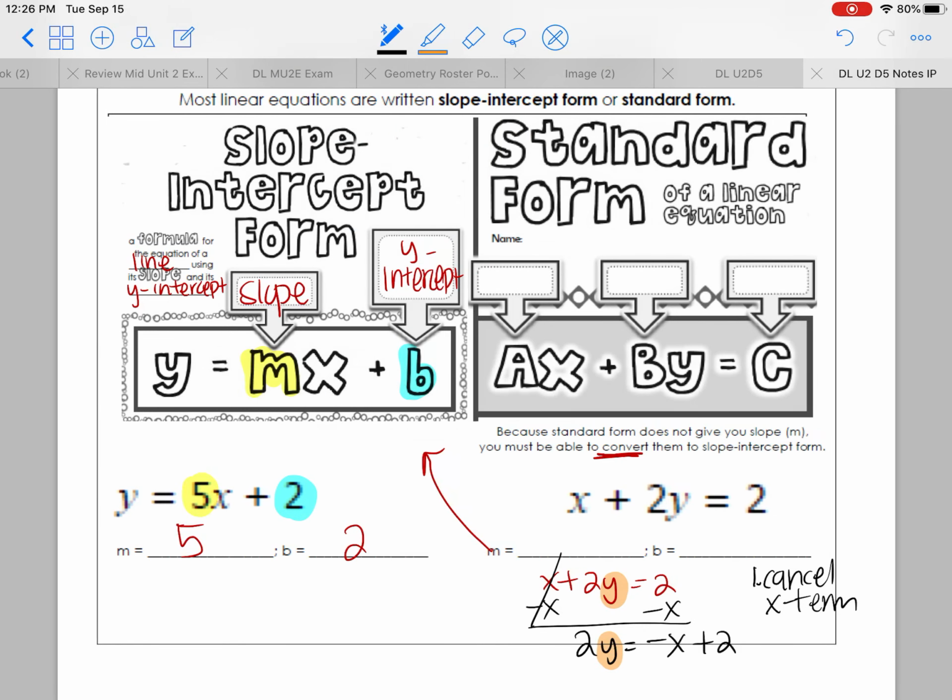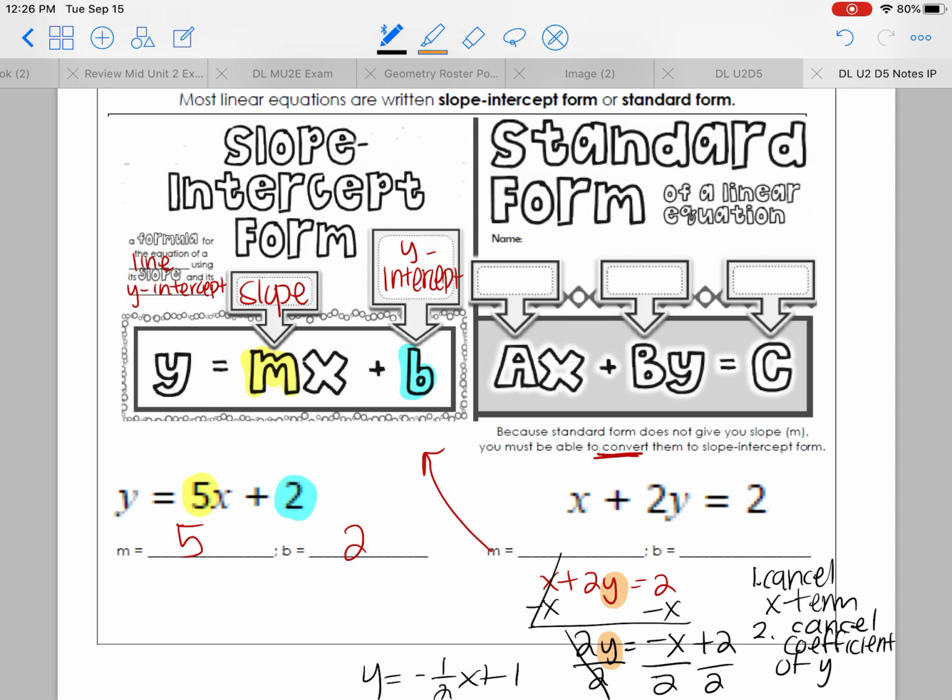And now what we have to do here is divide by 2. That's the second step: divide or cancel the coefficient of y. And remember, we cancel terms or numbers by applying the inverse operation. Remember, what you do to one side, you must do to the other. So this is going to be y equals negative 1/2 of x plus 1, because 2 divided by 2 is 1.